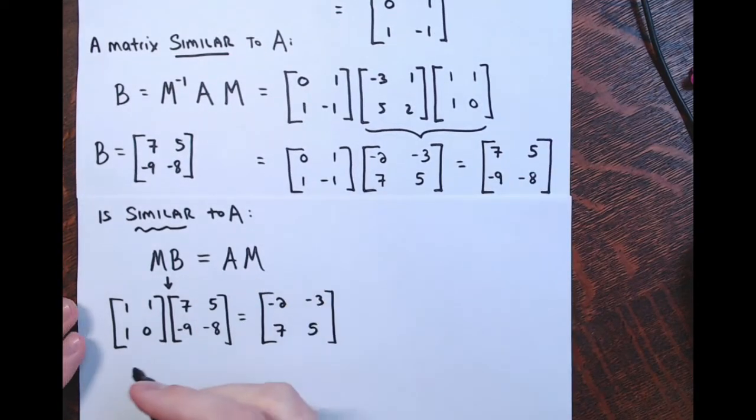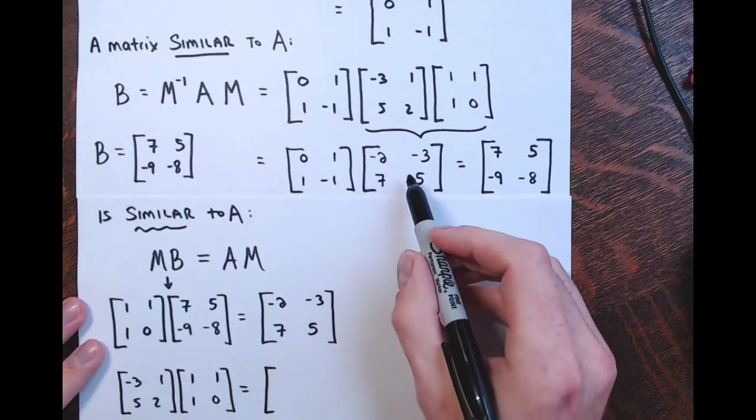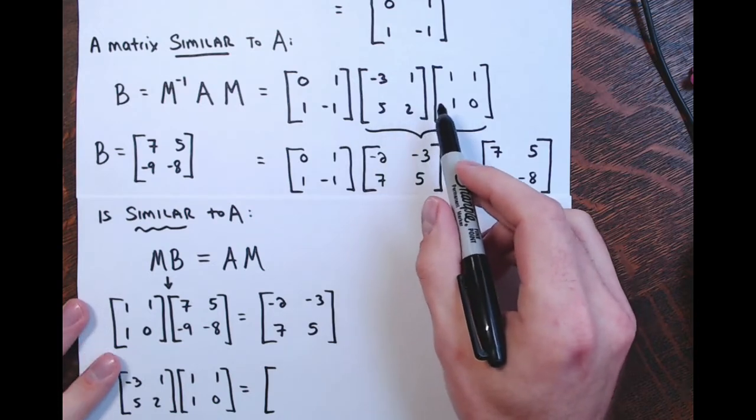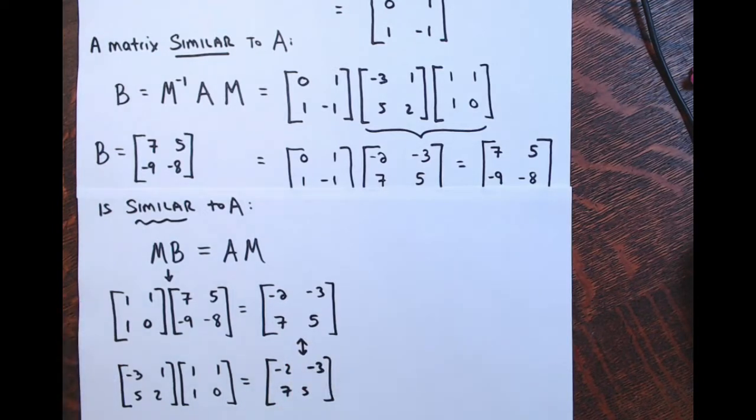And now let's take A times M and see if I get the same thing. Negative 3, 1, here's A times M. And hopefully I get the same thing, right? Well, I did this earlier actually. I did that up here. That was this, negative 2, negative 3, 7, 5. And you see how they are indeed the same result. So multiplying B on the left by M gives me the same result as multiplying A on the right by the same matrix, M. So A and B must have some sort of similarity.